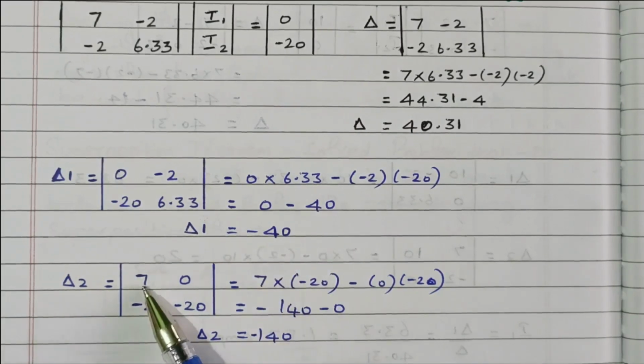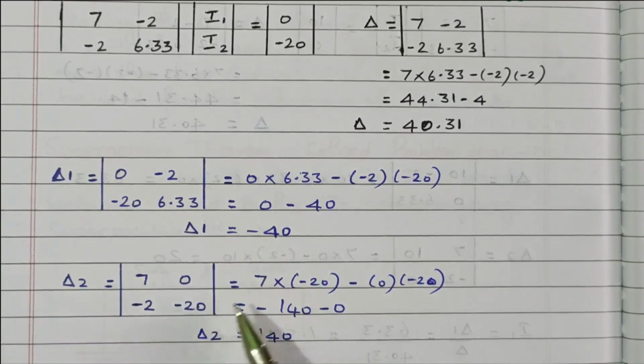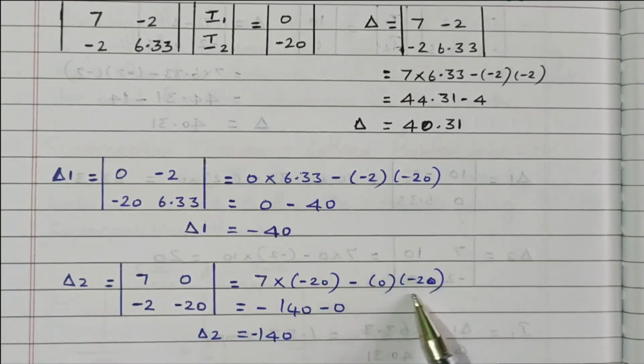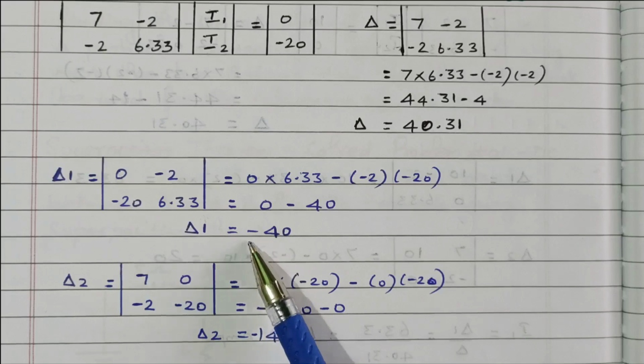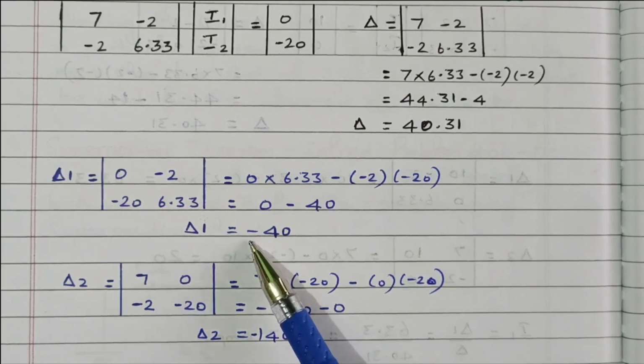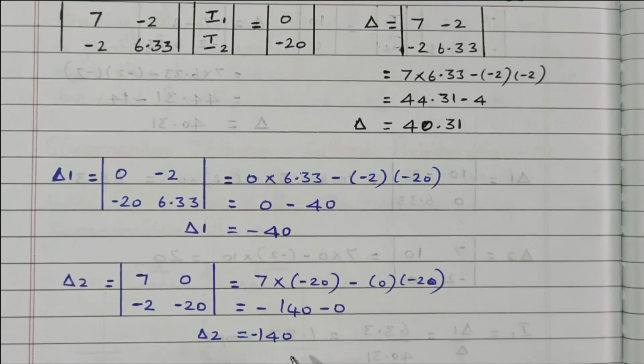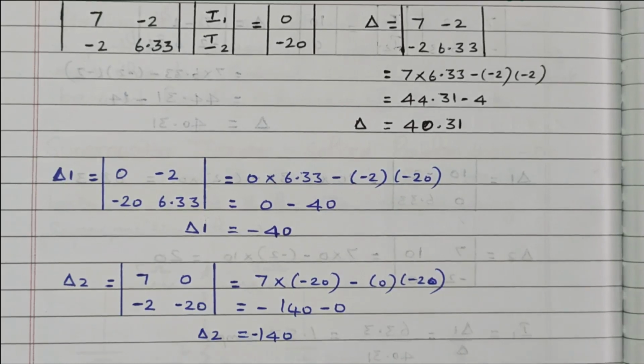Del 2: 7, 0, minus 2, minus 20. 7 into minus 20, minus of 0 into minus 2. Right? This value is 0. So 7 into minus 20, minus 140. The del 2 value is minus 140. See this? In both cases we got a negative value. That means the current direction we assumed is wrong. It is the opposite direction, but it's not a problem. By seeing this negative value, we can understand the current is flowing in the opposite direction to what we marked in the circuit. So from this value we can now find the I1 and I2 values.